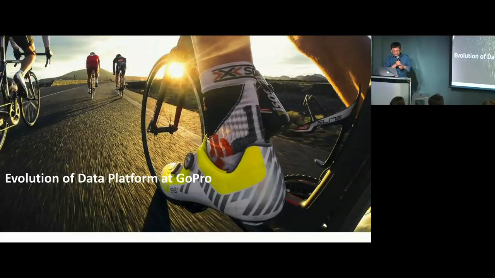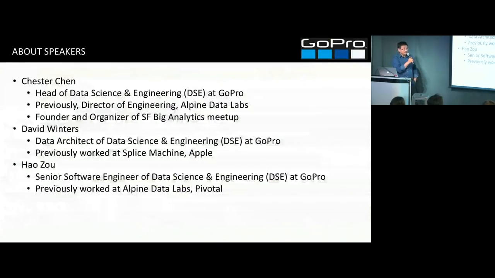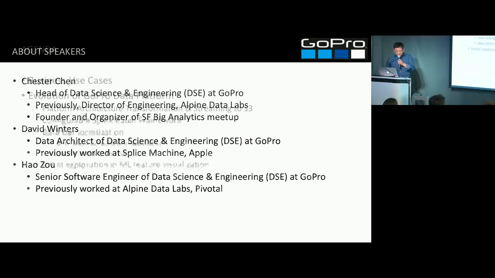So today we're going to talk about the evolution of our data platform. Myself, I'm head of the data science and engineering at GoPro. Previously, I was the director of engineering at Alpine Data Lab, a machine learning startup. I'm also the organizer for this meetup. Dave Winters is our big data architect in our team. Previously, he worked at Apple, Splice Machine, and other companies. Hao Zhou is a senior software engineer on our team, and previously worked at Alpine Data Lab as well as Pivotal.